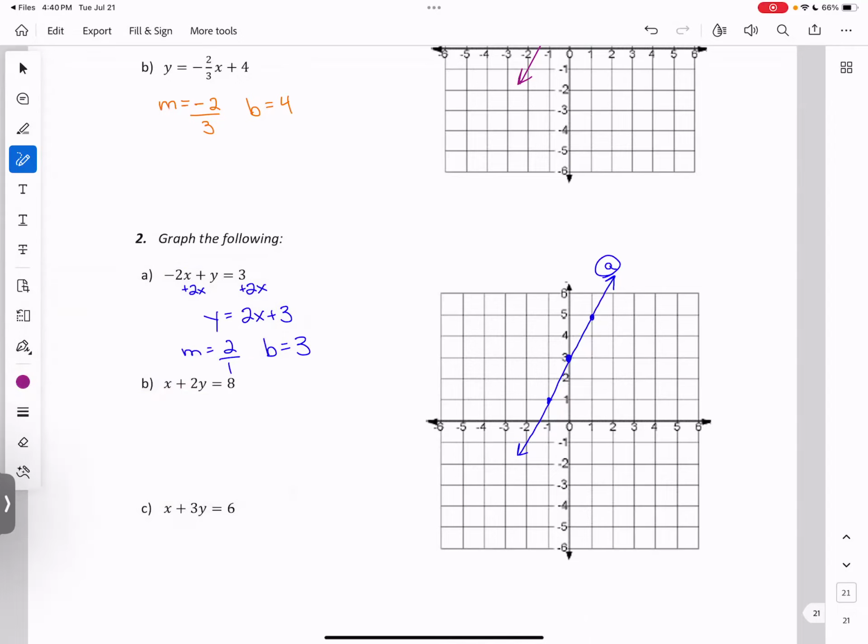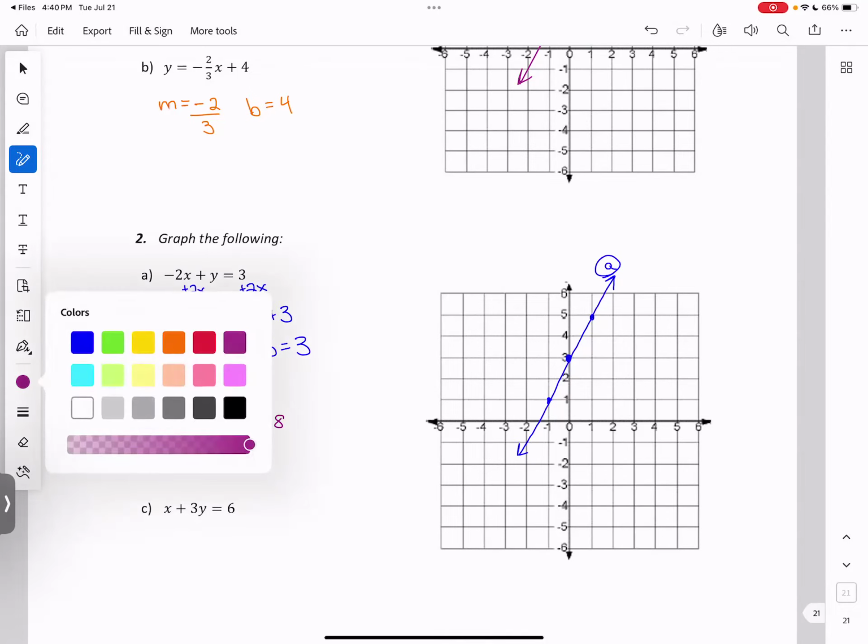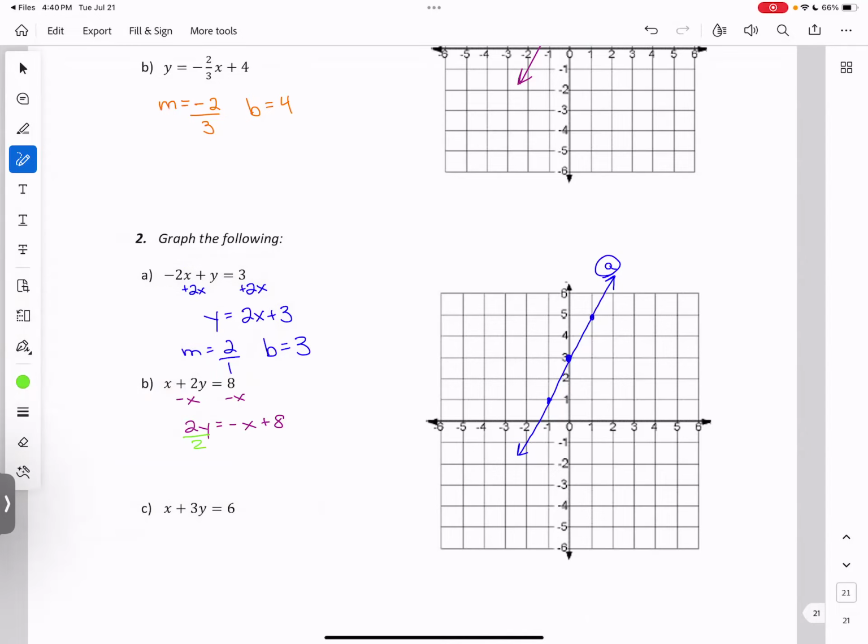All right, B. So again, we need to rearrange. So I'm going to subtract x from both sides. I get 2y equals negative x plus 8. Then we need to divide everything by 2. Okay, so now we have y equals negative x over 2, which is the same as negative 1 over 2x, which is sometimes a nicer way to think about it, and then plus 4. So our slope is negative 1 over 2, and our y-intercept is 4.